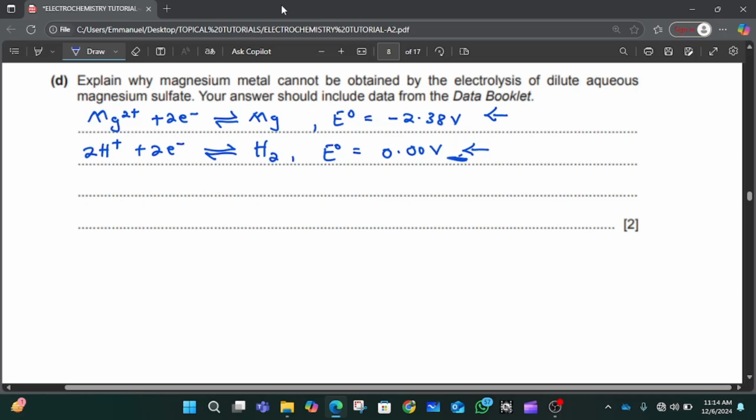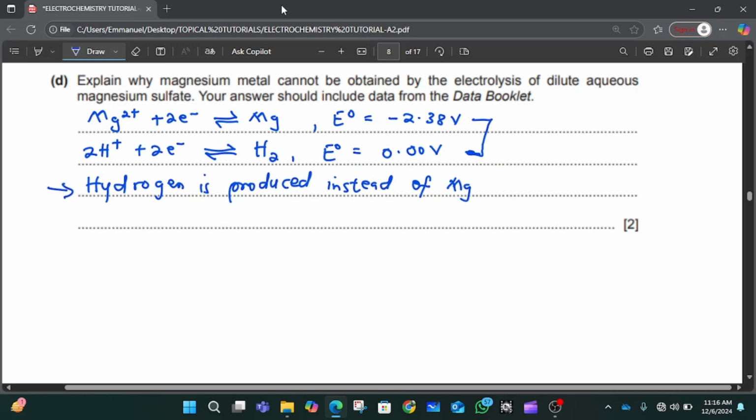Now we can see that the hydrogen half cell has a more positive electrode potential value. It means that this half cell is the one to undergo reduction, and so there is no way Mg2+ can undergo reduction to give Mg solid. So after writing these two half equations with the electrode potential values, we conclude that hydrogen is produced instead of magnesium.